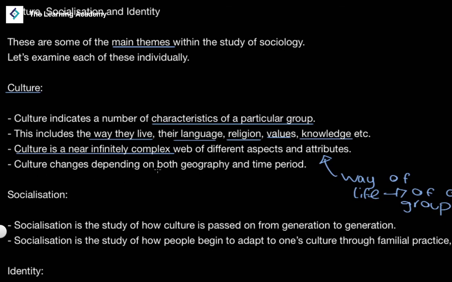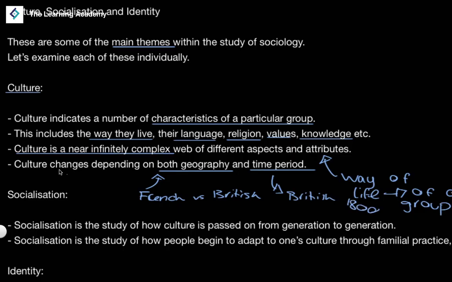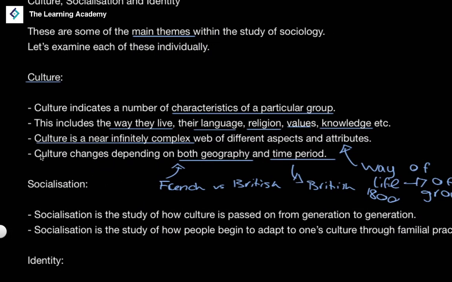Culture also changes depending on both geography and time period. So, for example, British culture is different to French culture. Equally, British culture today is different to British culture from the 1800s. So the time period is also a determining factor. We're not just talking about space in terms of whereabouts we're looking when we talk about culture. We're also talking about time.